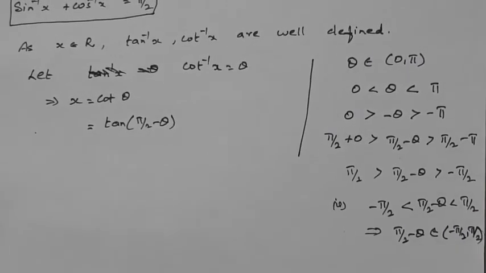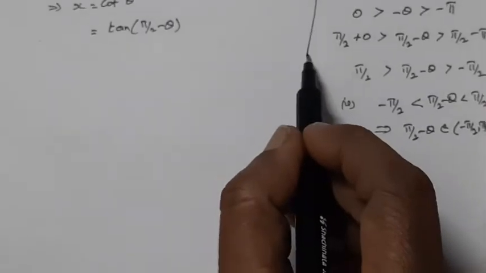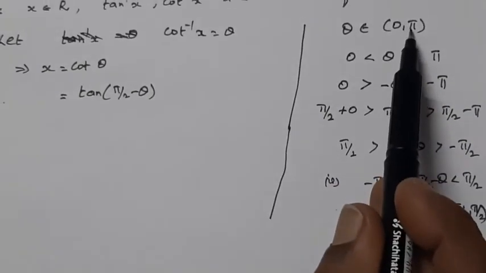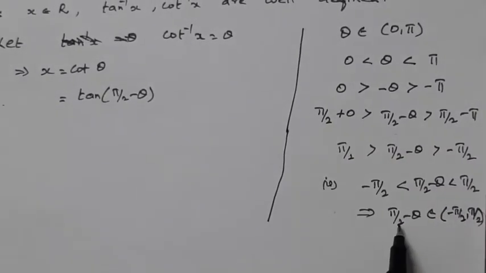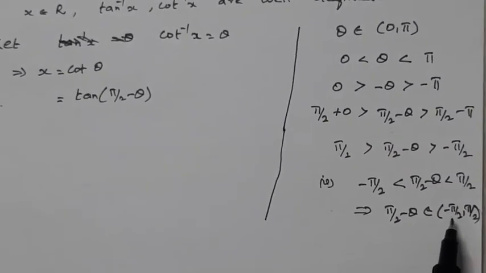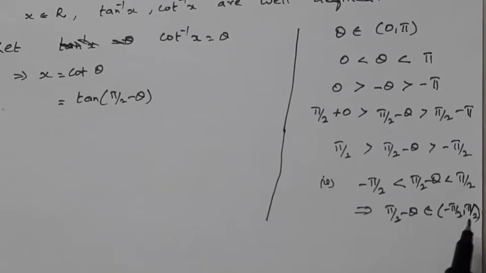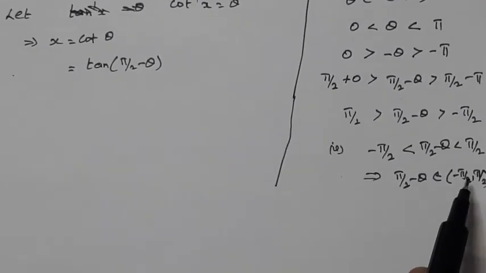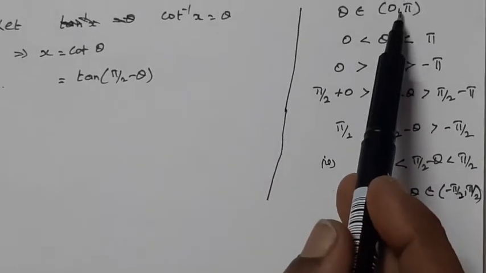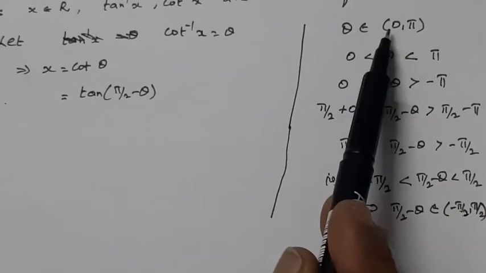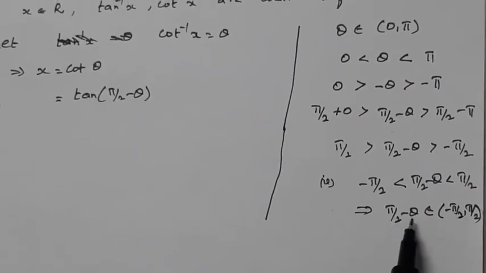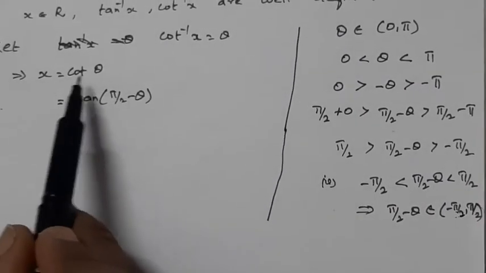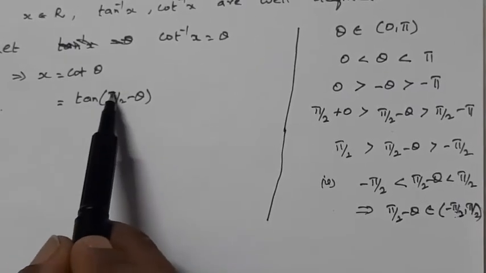So we have taken theta belongs to the open interval 0 to pi, and we have shown that the corresponding angle pi by 2 minus theta belongs to the open interval minus pi by 2 to pi by 2. For tan, the angle should belong to this range, and for cot the angle should belong to this range. We have shown that pi by 2 minus theta belongs to the respective range of tan inverse, so we can write cot theta is equal to tan of pi by 2 minus theta.